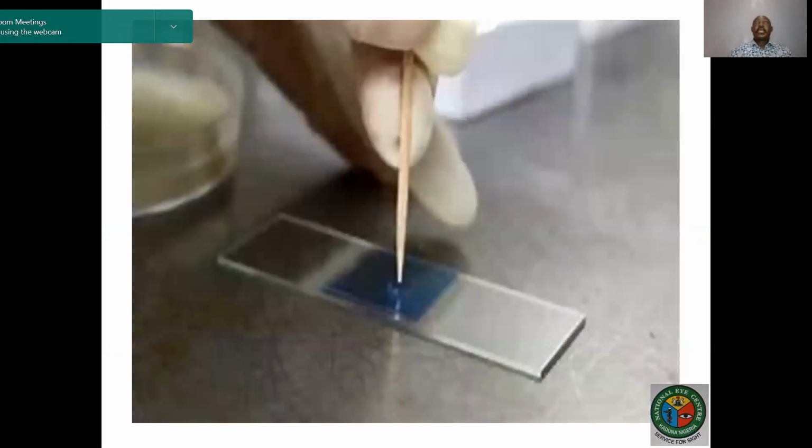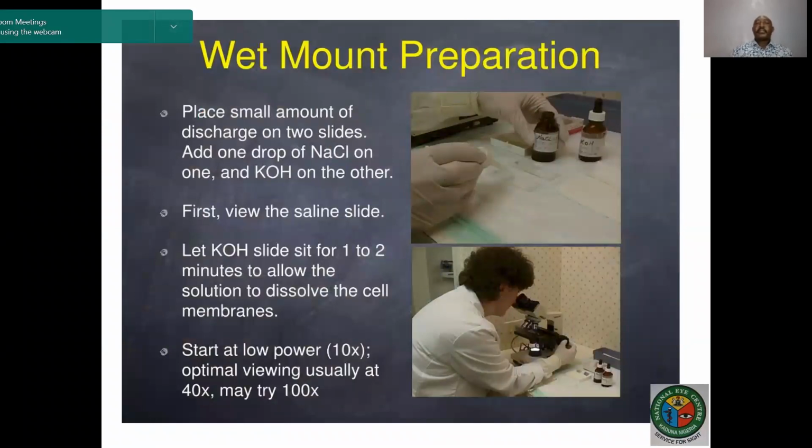Still on staining microscopy, away from Gram staining, we will also consider KOH, that is potassium hydroxide wet mount. For the potassium hydroxide wet mount, usually two slides are required. The first is viewed with just saline, and the second one is viewed using potassium hydroxide. Potassium hydroxide dissolves the cell membranes, and that enables the core cell units to be seen.